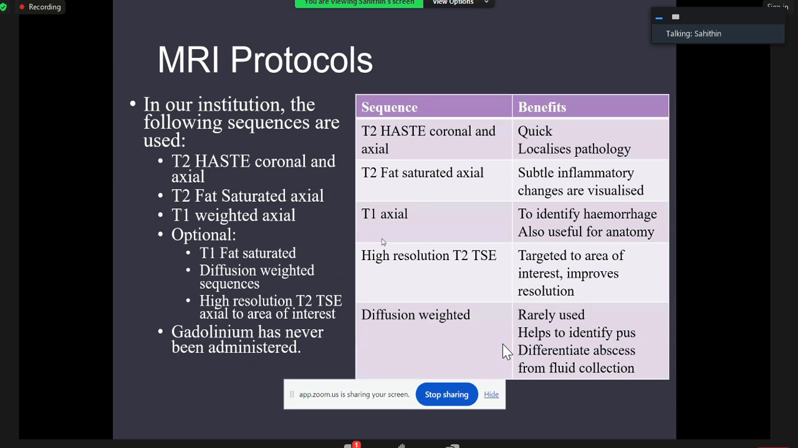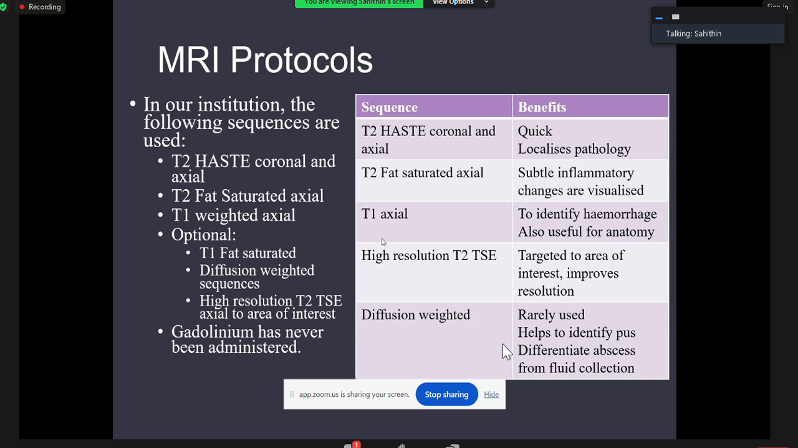So these are the sequences that we use. We start with the T2 HASTE and fat saturated, and then our radiographers call us at this point. We see what we can see on these sequences, and then add in sequences as and when required. So T1 axial is useful for anatomy and for hemorrhage, and if there is any area that we are concerned about, then we ask them to do a high resolution T2 through the area of concern.